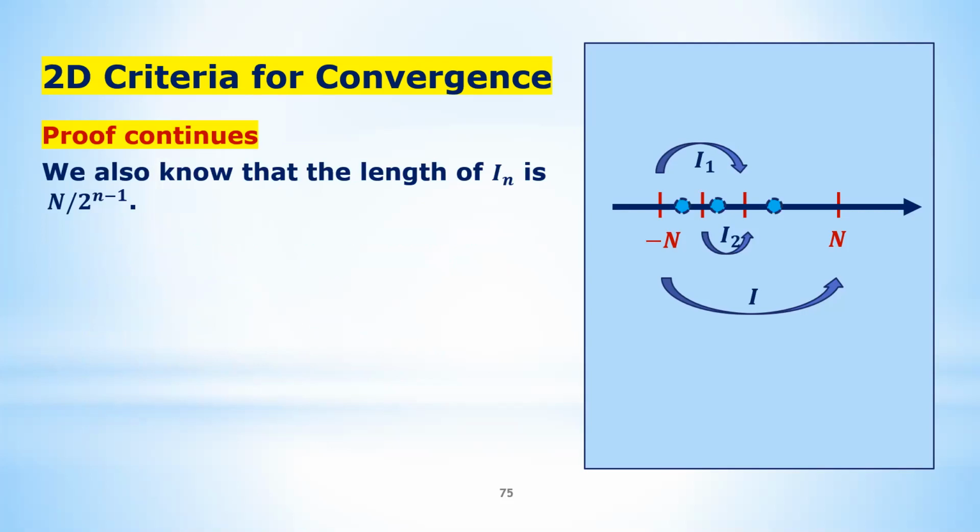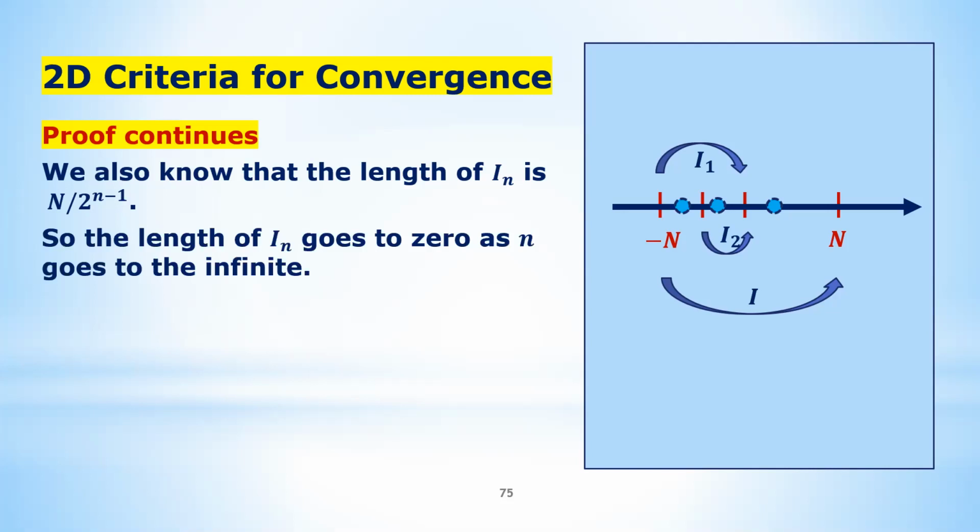Now, another thing you have to realize is that every time we divide, the size of the interval is reduced by half. So you can measure the actual length of In: it is equal to N divided by 2 to the n minus 1. This means that the length of In goes to 0 when n goes to infinity. So it goes to 0, right?